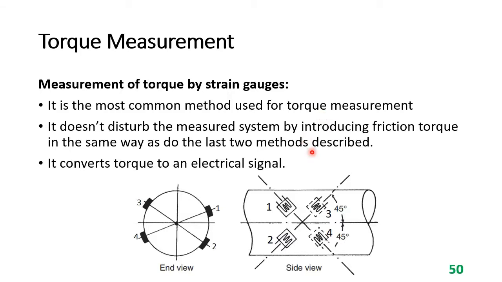In this method, four strain gauges are mounted on the shaft. These are connected at an angle of 45 degrees with this axis. Here note that these two strain gauges, strain gauge 1 and strain gauge 2, are on the upper side of the shaft. And these strain gauges are not on the upper side. These are hidden. These are on the back side of the shaft. In the side view, you can see the configuration of these four strain gauges.